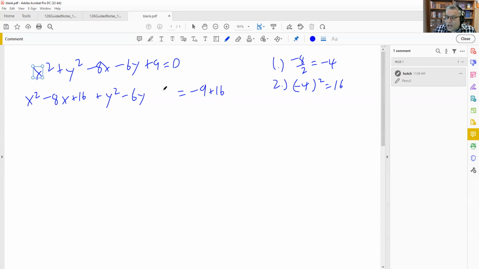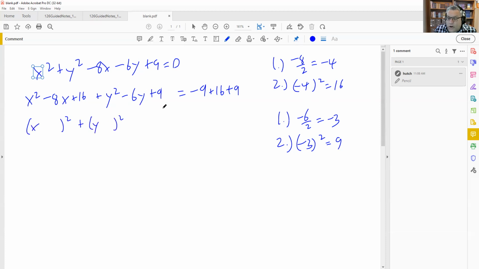Next, we're going to take the -6. So -6 divided by 2, you get -3. -3 squared, we get 9. I'm going to add 9 to both sides of the equation. Again, it's really important to remember to add this number to both sides of the equation, so that the equation is balanced. When I do that, that's going to turn this into an x quantity squared and a y quantity squared, just like that.